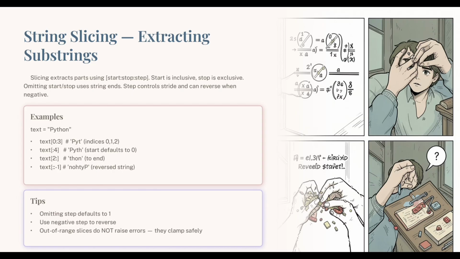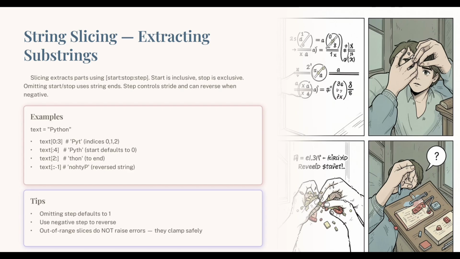Step in slicing. Step controls how many positions we move. Example, you can see the last example, text[::-1] takes every character, but in a reversed way. It is a reversed string. A very common slicing technique is string reversing. So this is the example. Here step is minus 1. Negative step means move backwards. So here is the output. This is one of the simplest ways to reverse a string in Python.